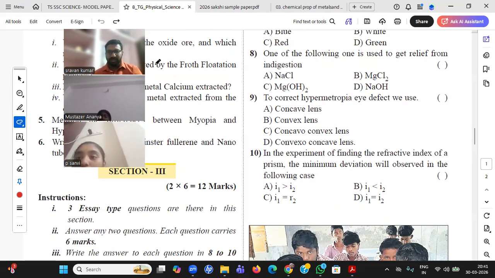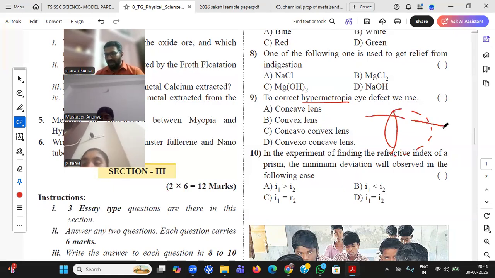Very good, Sanvi and Ananya. Right answer. Hypermetropia means you can't see the objects which are very near. It is something like far-sightedness. I can see long distance objects, but I can't see objects which are very near; that is hypermetropia. How can you correct it? Now your image is forming. This is your lens. This is the retina. Your image is forming where, beta? Your image is forming behind the retina.